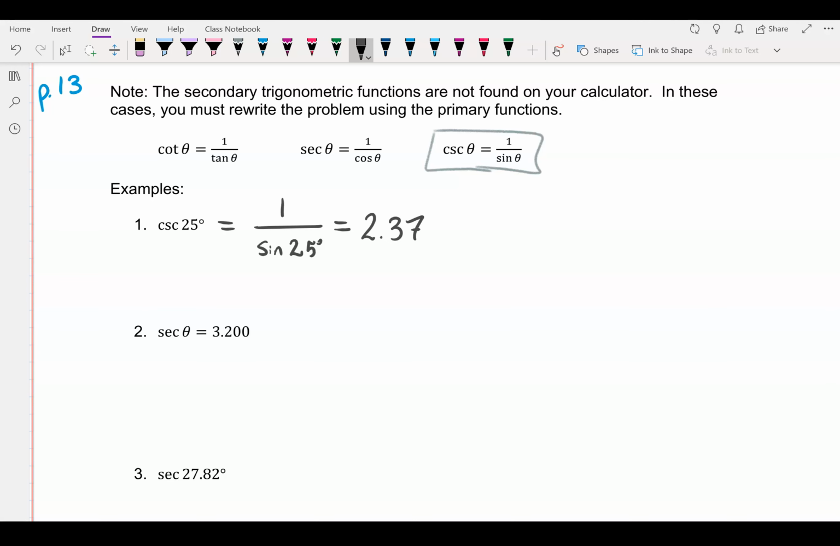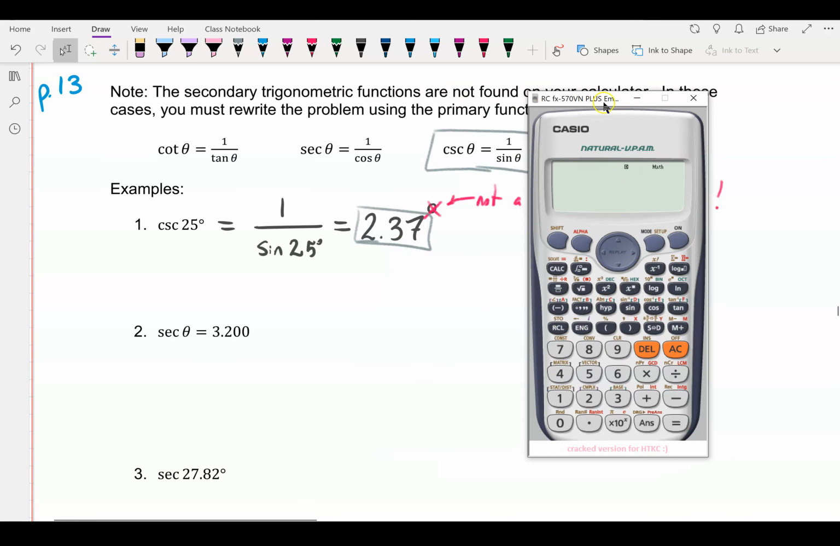And the answer is not going to be degrees. Some students put a degree symbol there. It's not in degrees. It's not a degree. This is a ratio. We started with the degrees, and it's giving us a ratio, okay? So something to keep in mind. It's just 2.37.